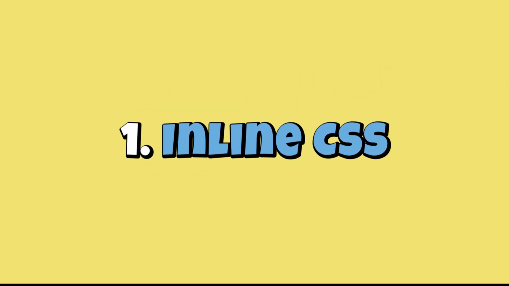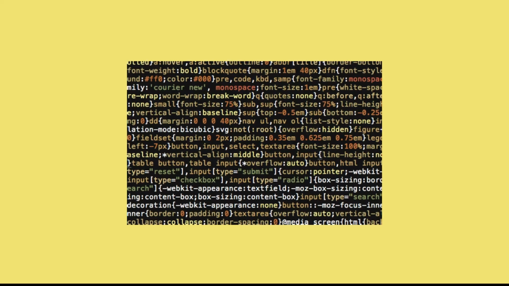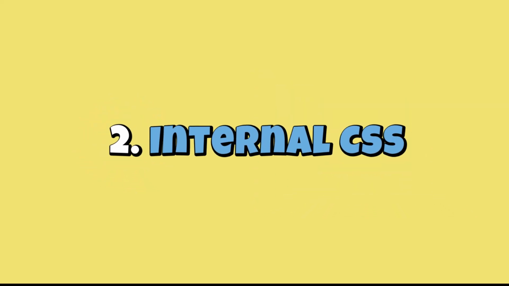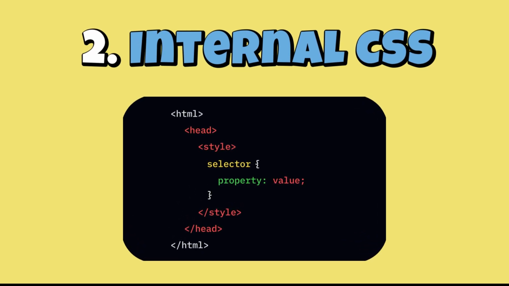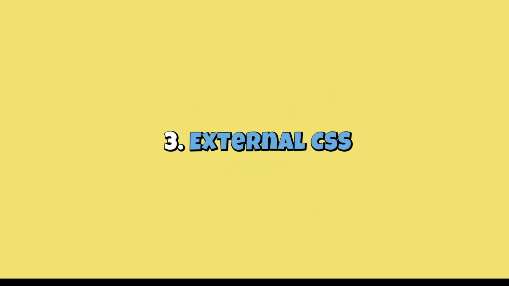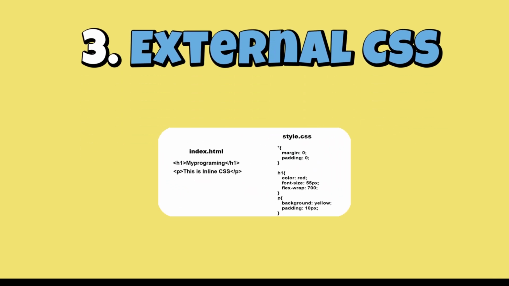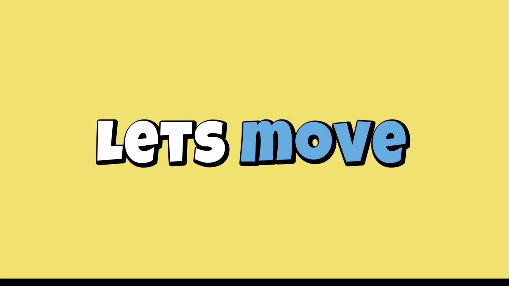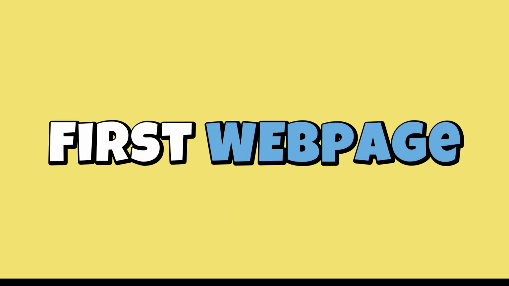First one is inline CSS, which is written inside the tag with a style attribute. So it is a very messy way of writing CSS, so it's not generally preferred. Another way of writing CSS is internal CSS, which is written inside a style tag, which again is still a messy way of writing CSS, but it's still generally better than writing inline CSS. And the last and the most professional way of writing CSS is external CSS, where we make a separate .css file to write our CSS code. So with that said, let's move on to the computer screen. I'll show you all three ways of writing CSS and style our very first web page.